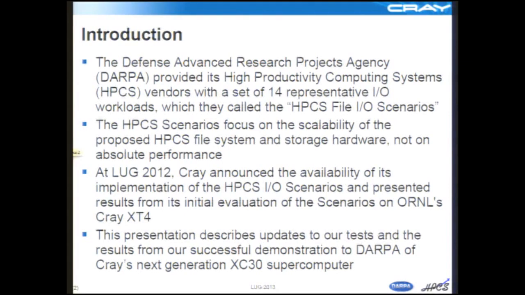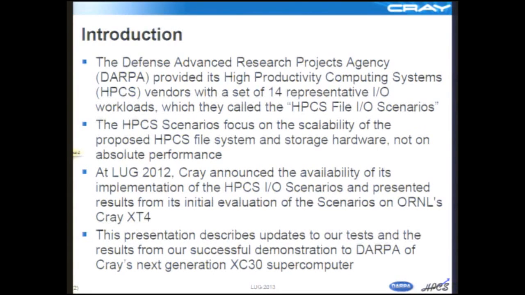But the HPCS scenarios were a number of workloads, 14 workloads that DARPA had given the HPCS vendors that we were to use to characterize our storage system that we were providing for the DARPA contract. And the purpose of the scenarios was to focus on scalability. They didn't want us to give a peak performance number. They wanted us to demonstrate scalability, which meant that when we did this test for our program, we had to use 3 different size file systems.